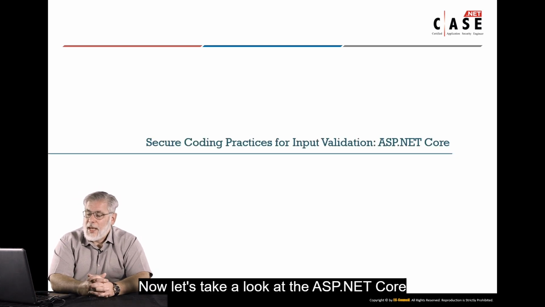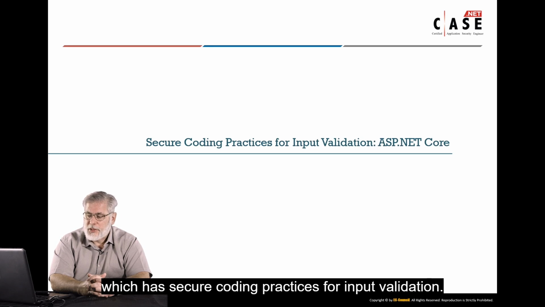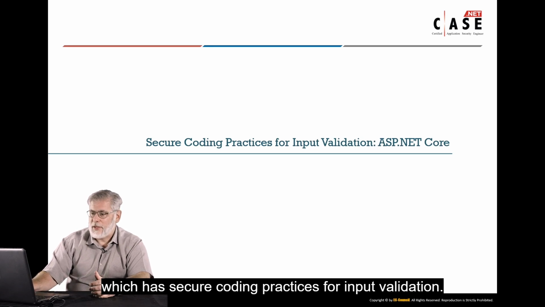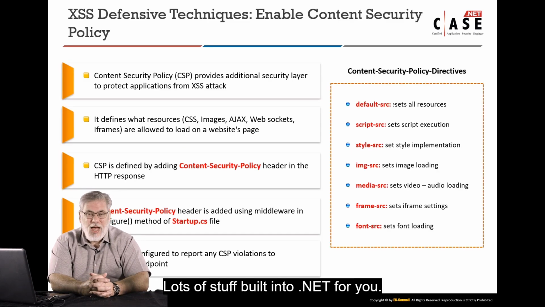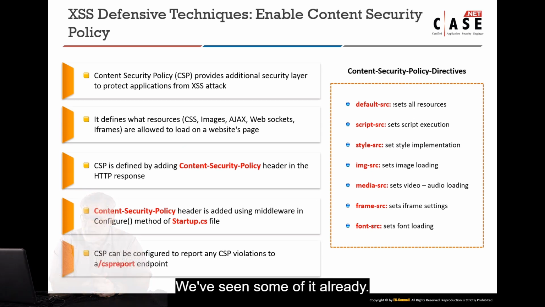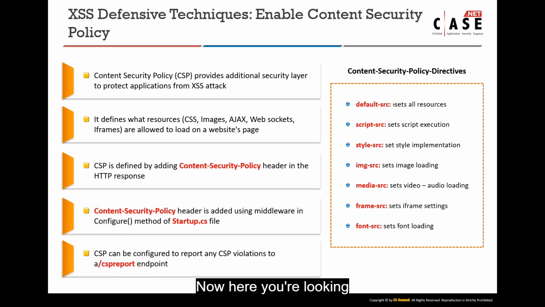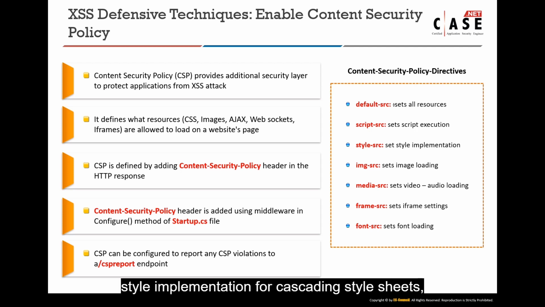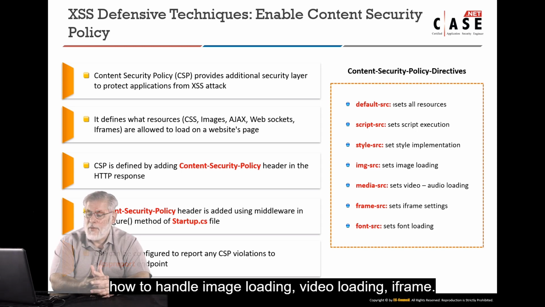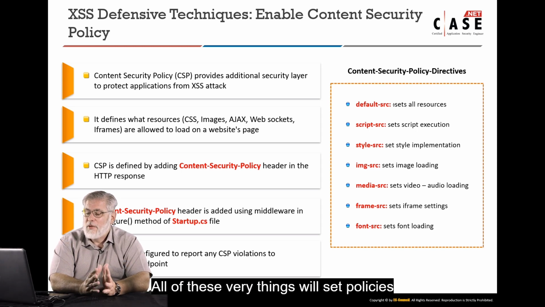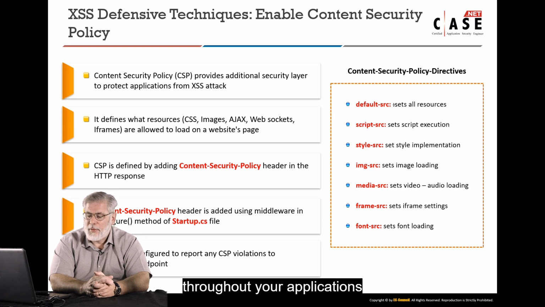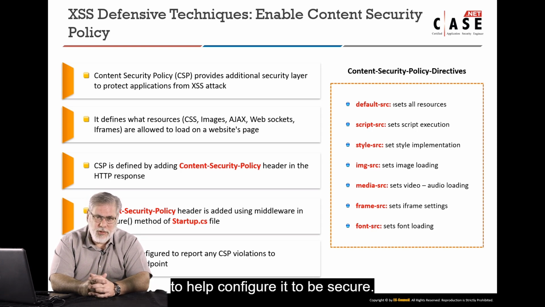Now, let's take a look at the ASP.NET Core, which has secure coding practices for input validation. Lots of stuff built into .NET for you. We've seen some of it already. Now here you're looking at content security policy directives, such as setting the source for all resources, setting script execution, style implementation for cascading style sheets, how to handle image loading, video loading, iframe. All of these very things will set policies throughout your applications to help configure it to be secure.